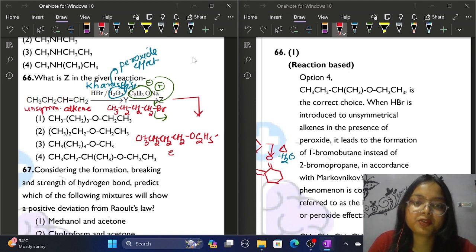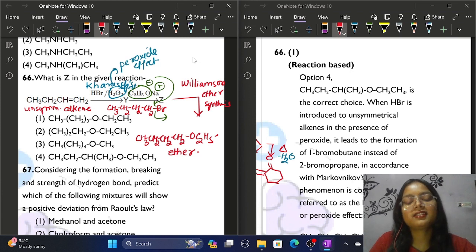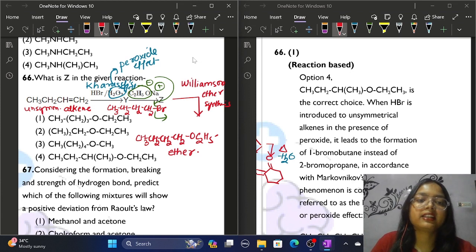What is the name of the product? This is an ether, and this name reaction is known as Williamson ether synthesis. Remember, this is Williamson ether synthesis. So like this we are getting the product. Which among these is the correct option? Option number 4 is the correct option, right?